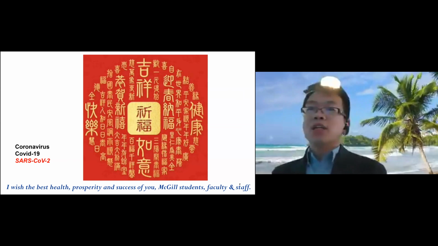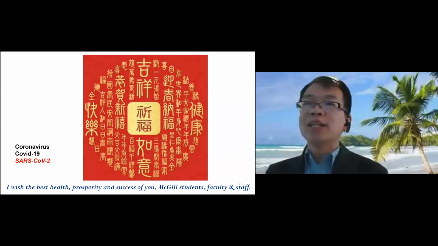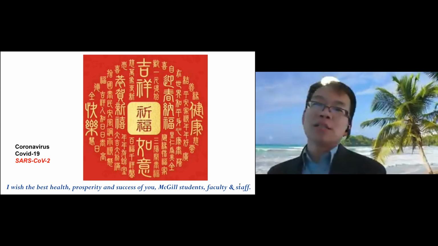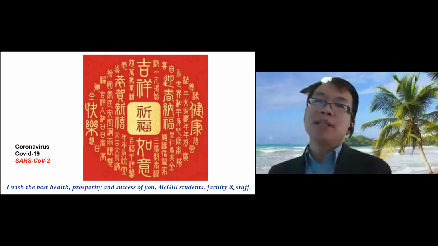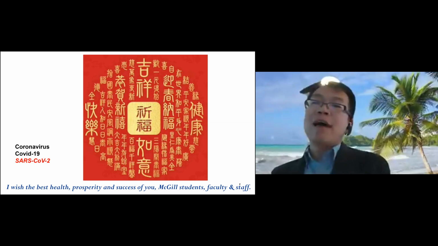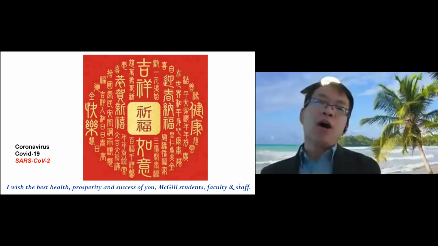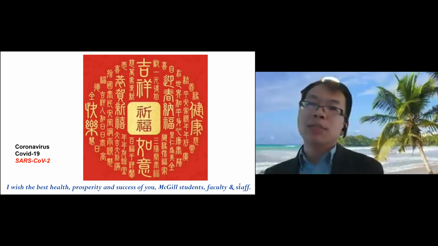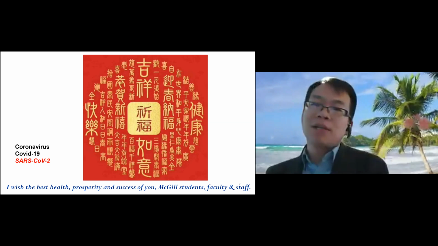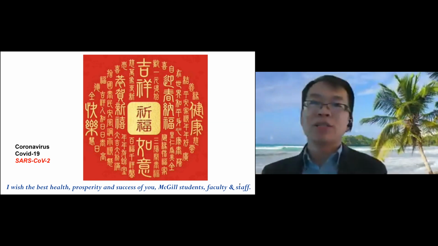Yeah, it works. Okay, so we all know this COVID-19 global pandemic. It's an extremely challenging situation. It's causing lots of damage. The major cities are locked down globally. We know people lose their lives every day. I hope we can all work together so we can get through this adversity. I wish the best health, prosperity, and success to the McGill students, faculty, and staff.